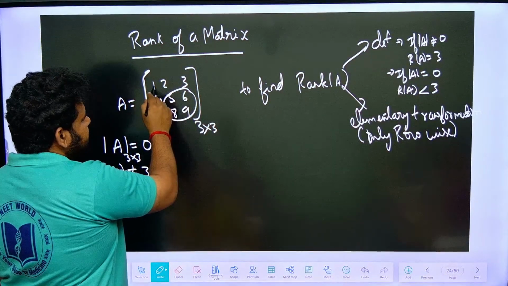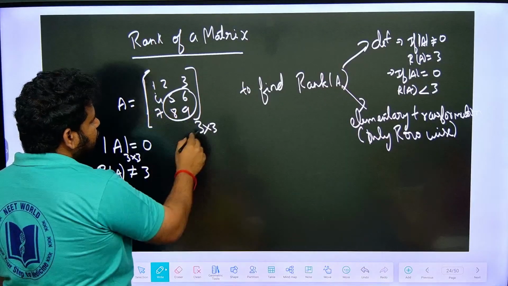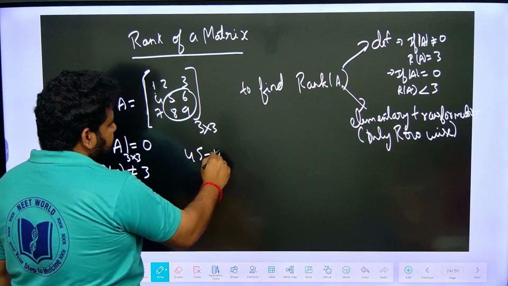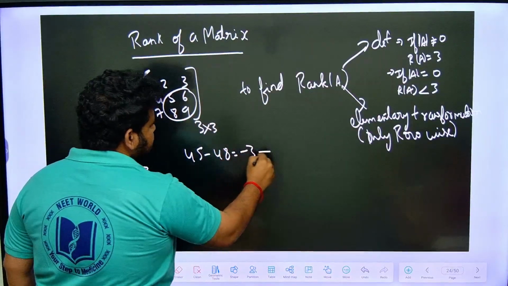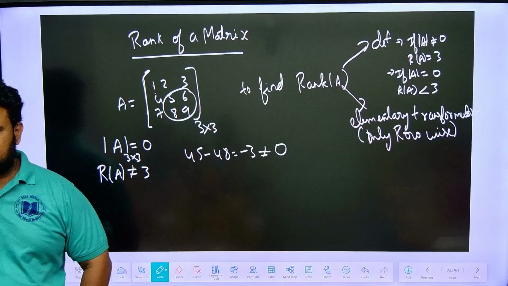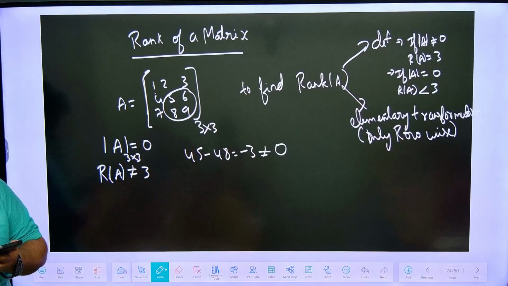See here, the first row, first column, leave it. So what you will do? 5 9s are 45, 8 6s are 48. So you are getting minus 3, which is not equal to 0. So what is the rank of A? What is the rank of A? 3. That's it. Rank of A is 3.